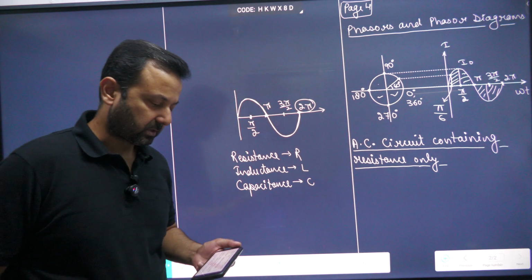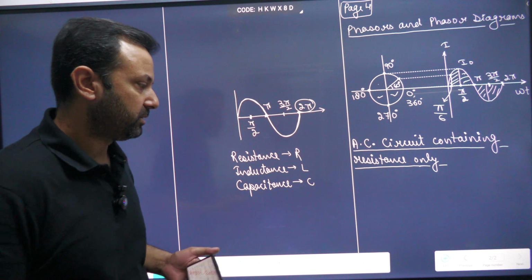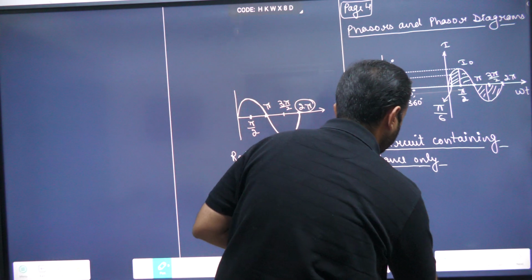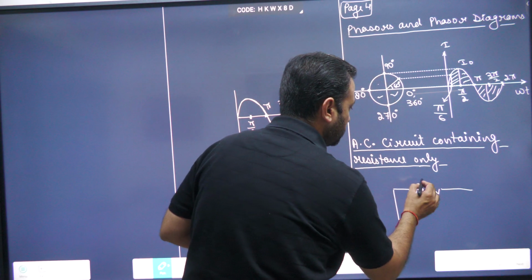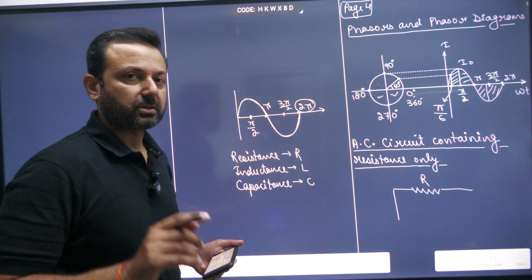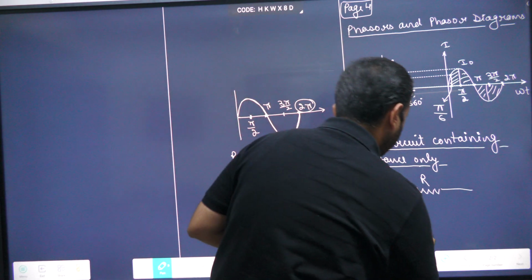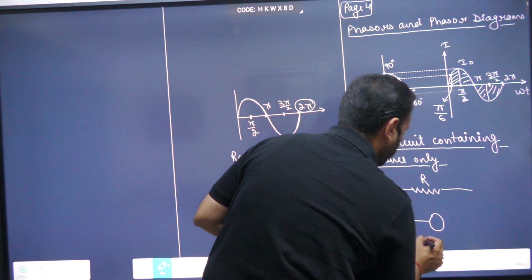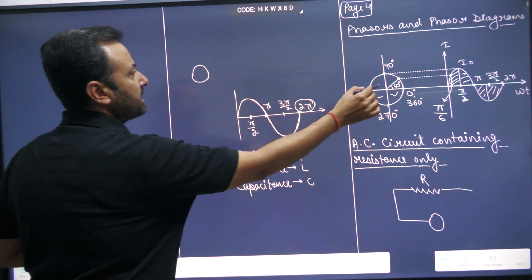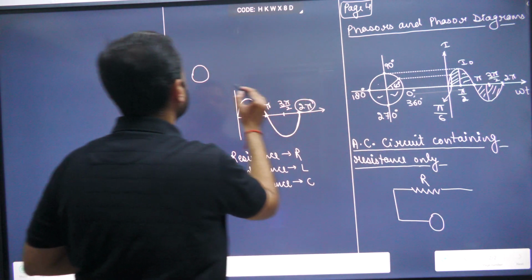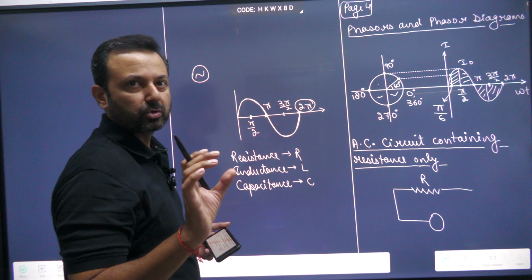AC circuit containing resistance only. Suppose a resistor of resistance R is connected to a source of alternating EMF E given by E is equal to E naught sine omega t. Suppose we have a circuit like this, and this is the resistance, and this resistance is connected to an alternating source. An alternating source is represented by this symbol, a circle, and in that circle we make this wave. This represents that this is an AC source of voltage.